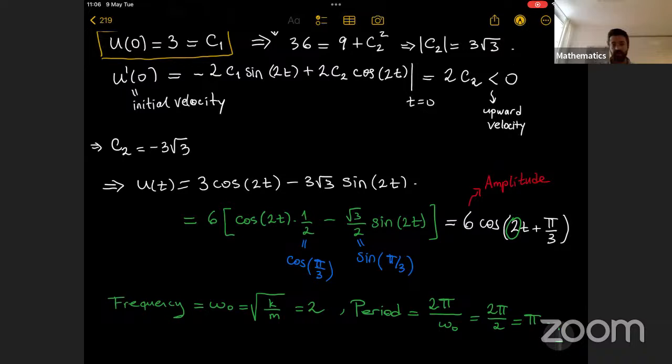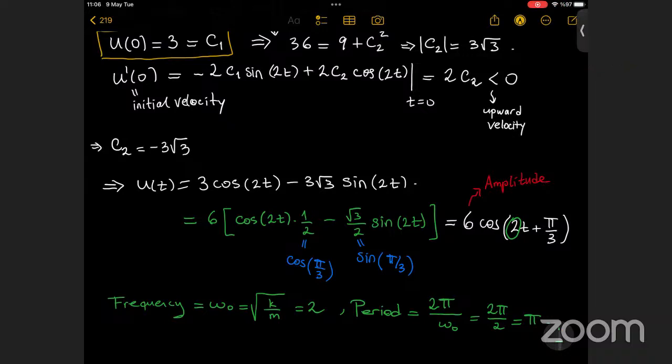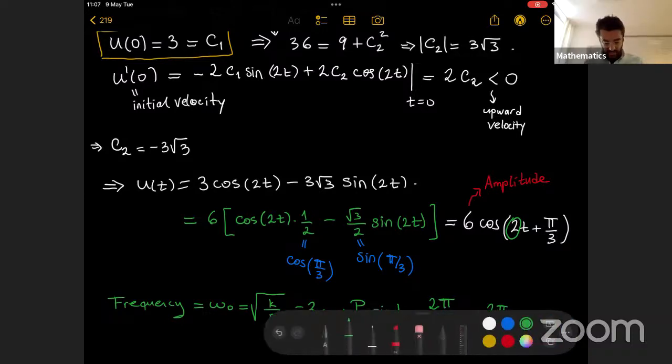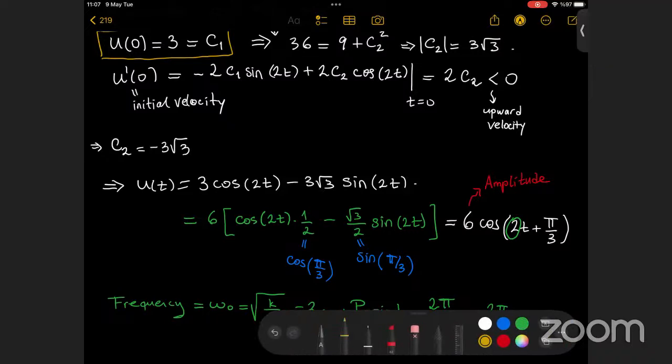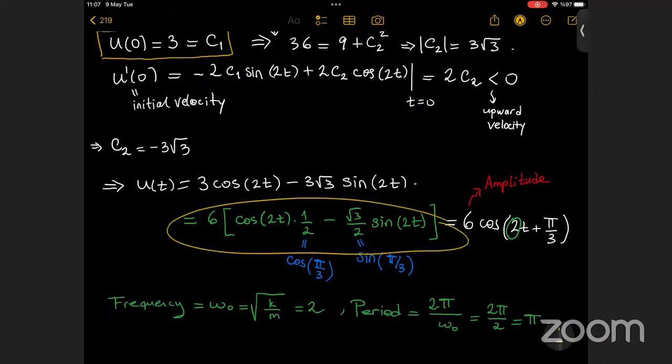Okay, any question with this part? Yes, sorry, can I ask a question? Sure. I didn't get how we simplified and got 6 cosine of 2t plus pi divided by 3. You didn't get which part? This part? The simplification part. Yes.